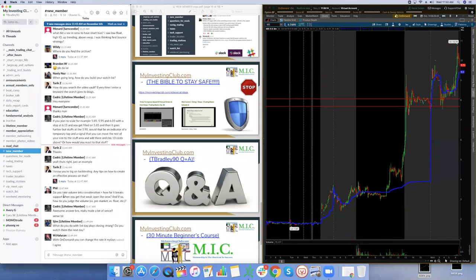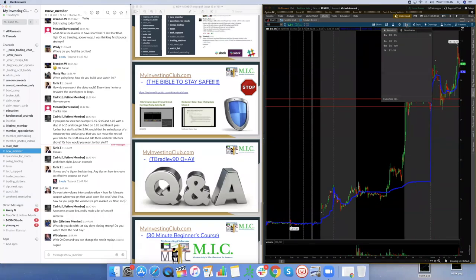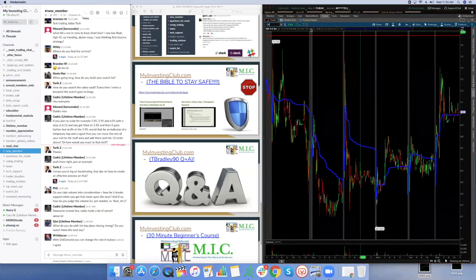Anybody, do you take volume into consideration and how far it breaks support when you get that weak open like OESX? And if so, how do you judge the volume? Yeah, Phil, you don't have to overthink this so much. I go line to line. Again, if it has enough volume on the day, like 1 million plus, I just want to see a lot of volume come out. So, wait, hold on. I got to take this off. Let's go back to normal.